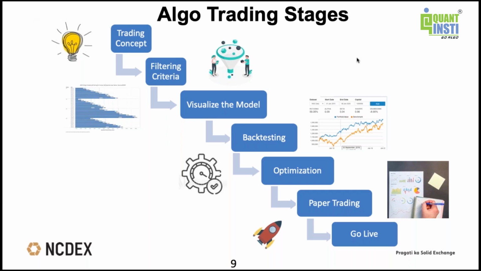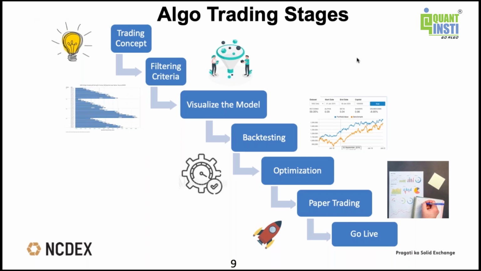Once we identify those scripts or segments, we need to see whether that trading idea fits with those commodities or instruments or not. For that, we need to visualize the model. That is a high-level verification of the trading idea we are going to apply. Once we are fine with visualizing the model and understand that it is going to work, we can go for backtesting. Backtesting is the detailed verification of the idea which we are planning to implement.